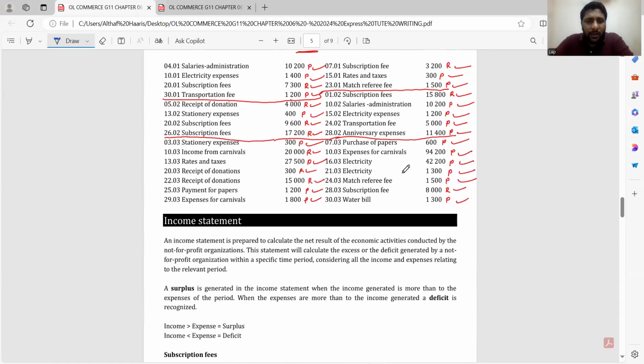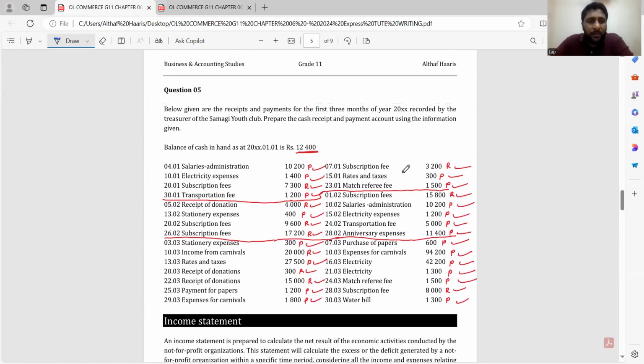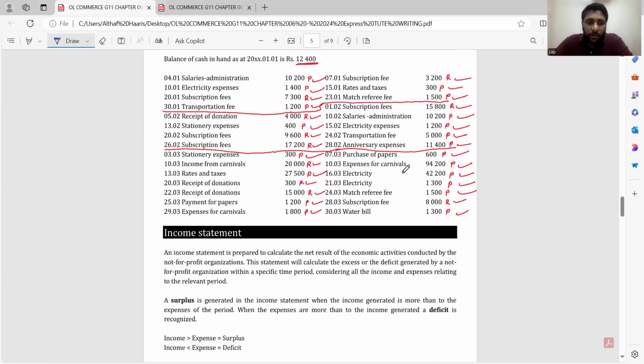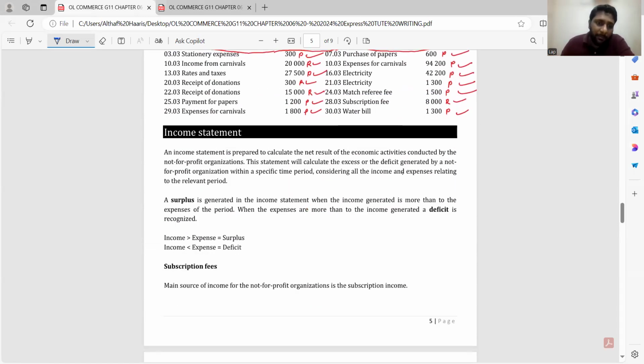Last week, we completed up to question number 5. So today we are going to do the income statement, people. This is also similar to normal businesses. Here also we have income and expenses, everything will be there in not-for-profit organizations also.